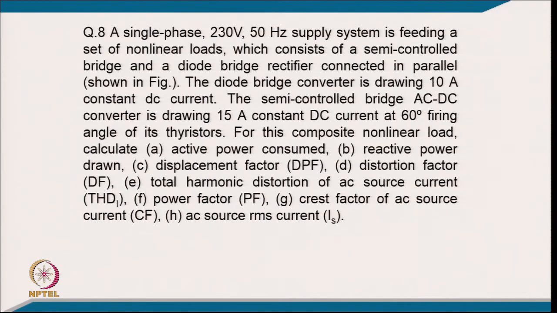Coming to another example number 8, a single phase 230 volt 50 hertz supply system is feeding a set of non-linear load which consists of a semi controlled bridge and a diode rectifier connected in parallel. The diode bridge converter draws 10 ampere constant DC current and the semi converter draws 15 ampere constant DC current at 60 degree firing angle of thyristors, and for this composite non-linear load calculate the active power consumed, reactive power consumed, displacement factor, distortion factor, total harmonic distortion of AC mains current, power factor, crest factor of AC mains current, and AC source RMS current.